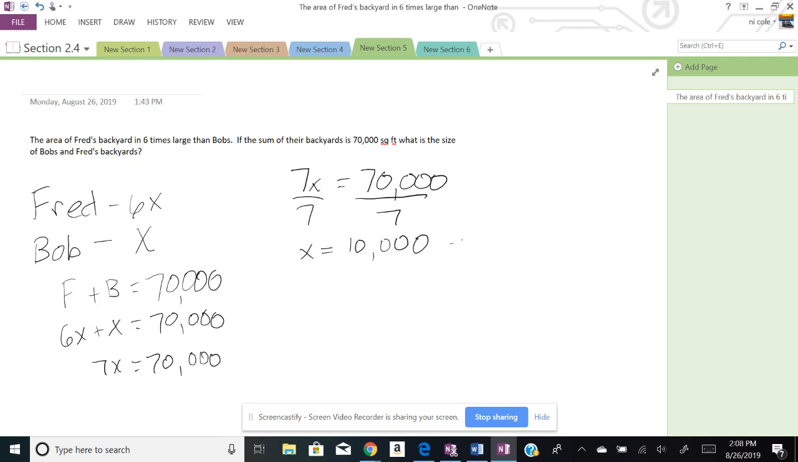And x is Bob. What about Fred? Well, Fred is equal to 6x. So I'm going to replace the x with 10,000. And that's going to give me 60,000 square feet as Fred's backyard. And often with this problem, when I do it, I put them in the wrong way. So just pay attention to which box belongs to which.